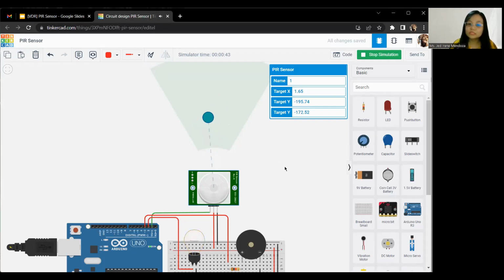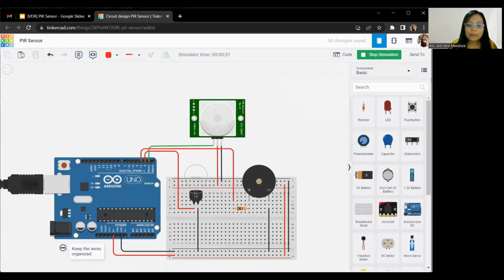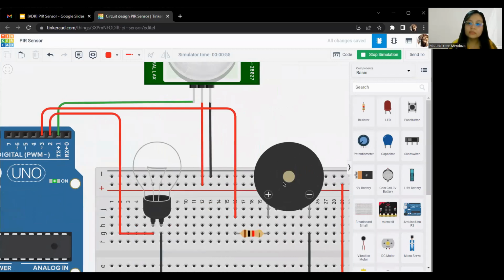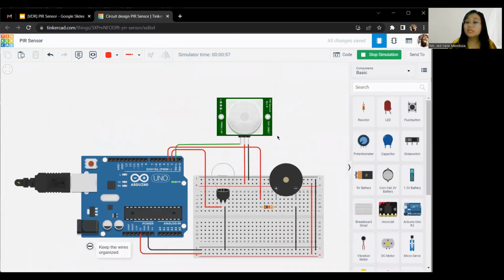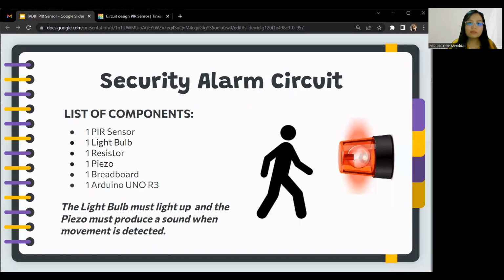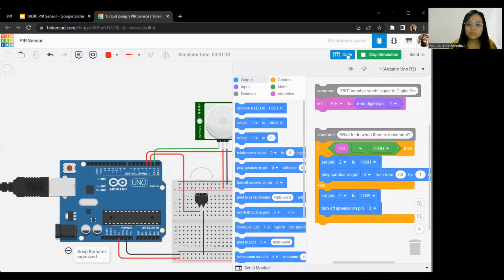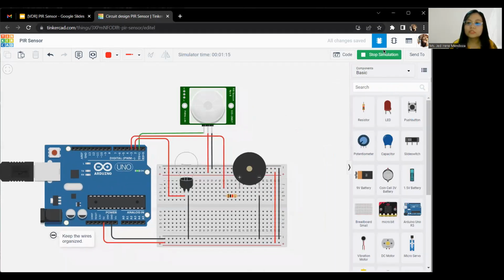All right, so that's it. I moved this circle a little bit. So what happened is the light bulb turned on, and as you heard, the piezo also produced a very loud noise. The purpose of having a very loud noise is because this is a security alarm. This is for the neighborhood to be informed that there is unusual movement around the area. Right? So with this, our code is working correctly as well as our circuit.